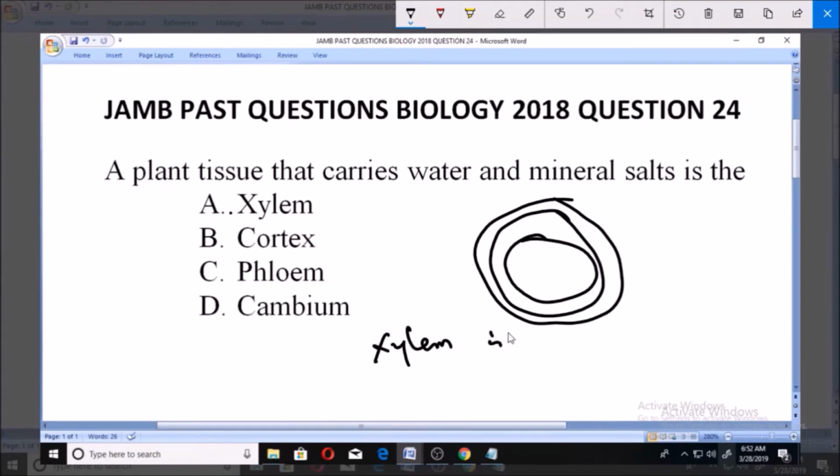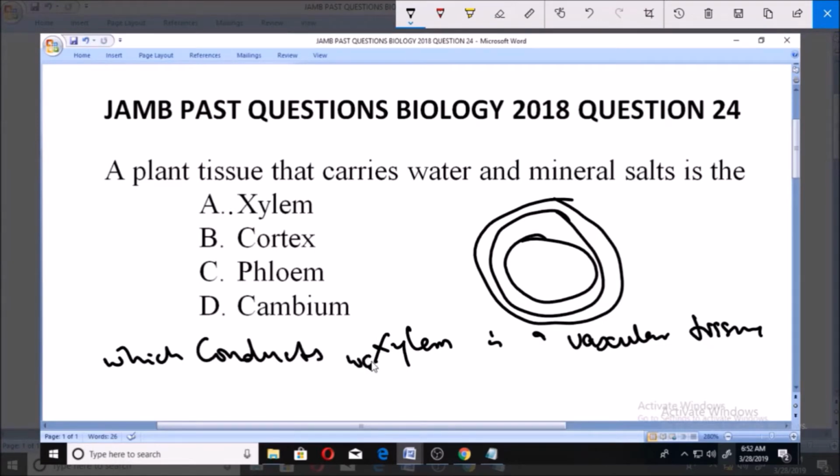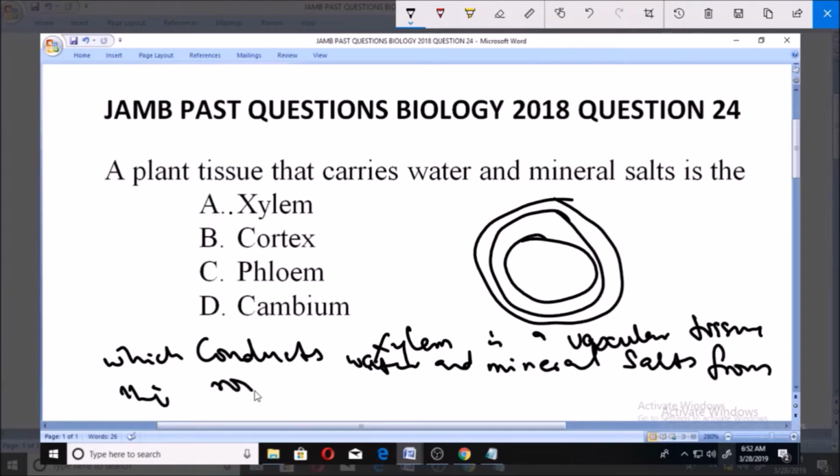Xylem is a vascular tissue which conducts water and mineral salts from the roots to the leaves and the rest of the plants.